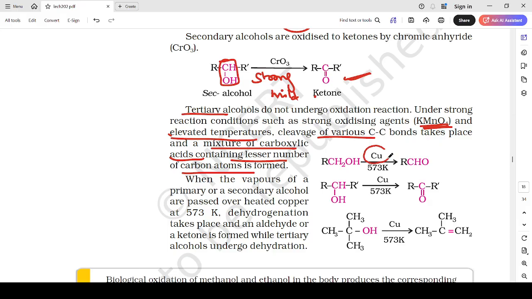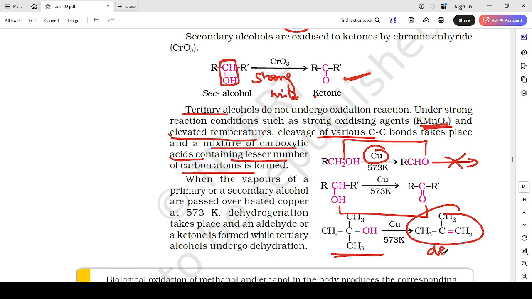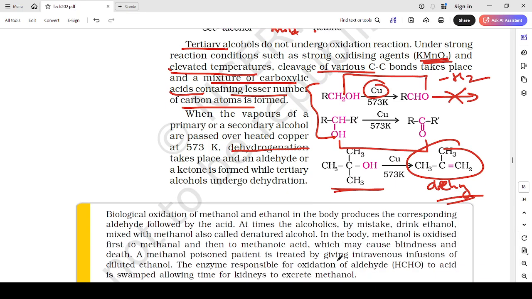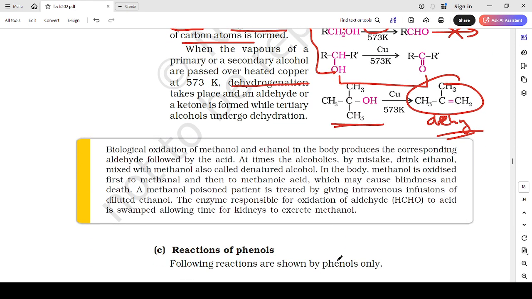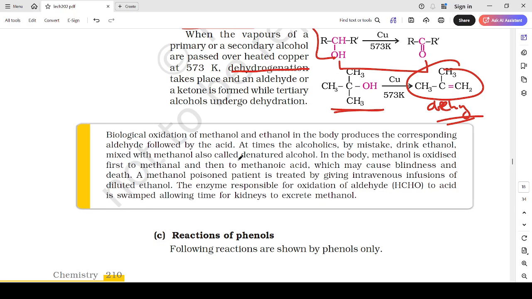The next catalyst we saw was copper. You can see primary alcohol to aldehyde, secondary alcohol to ketone. It is not as strong here. It does not promote acid formation. If I take tertiary alcohol, you can see it undergoes a dehydration reaction. In the previous two cases, it was a dehydrogenation reaction where you just removed hydrogen. In the presence of copper, tertiary alcohol gives you a dehydration reaction. We also learnt about methanol, CH3OH, which is fatal due to the formation of formic acid.